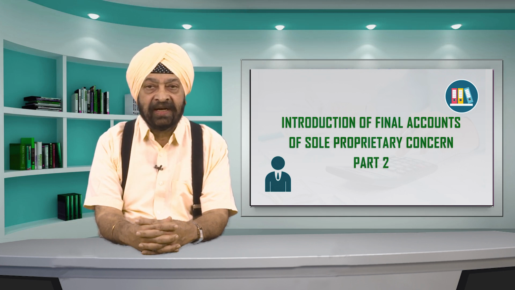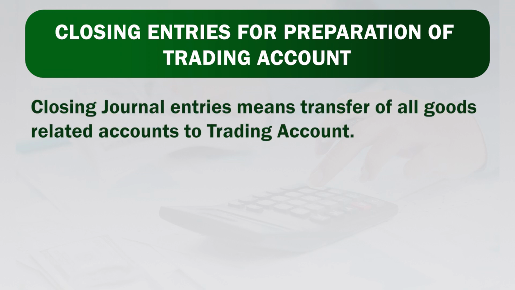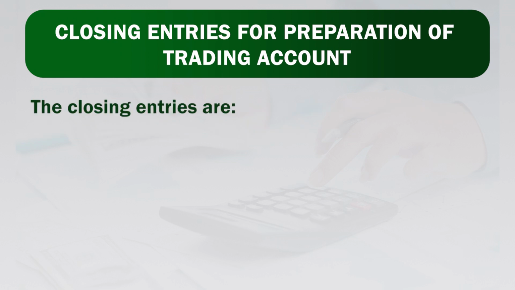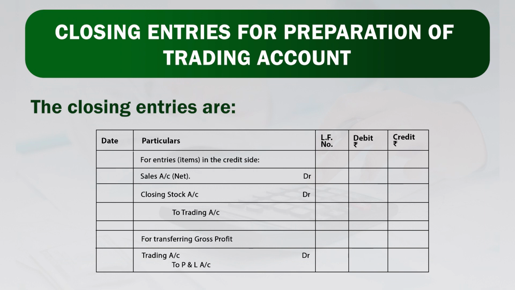But while preparing a trading account, it should be kept in mind that closing journal entries are passed in journal proper. Closing journal entries mean a transfer of all goods related accounts to trading account. Now friends, we will deal with opening stock, purchases and direct expenses. All these balances have a debit effect, and now we will close these accounts, and that is why all these accounts are to be credited and will be debited to trading account. Therefore, their journal entry will be: trading account debit to opening stock account, to purchase account and to direct expenses account. Like that, we have sales account and closing stock, and that is also to be transferred to trading account.